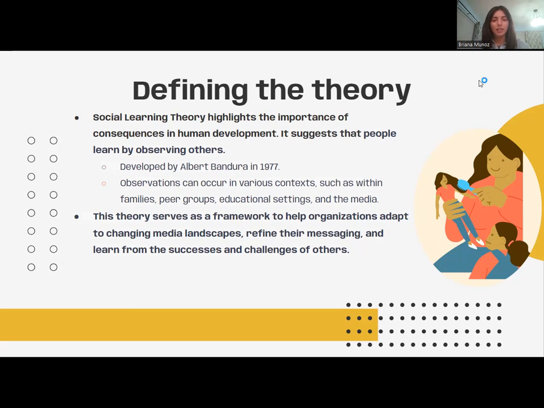These observations can occur in various contexts, such as within families, peer groups, educational settings, and the media. In the context of strategic communication, this theory serves as a framework to help organizations adapt to changing media landscapes, refine their messaging, and learn from the successes and challenges of others.